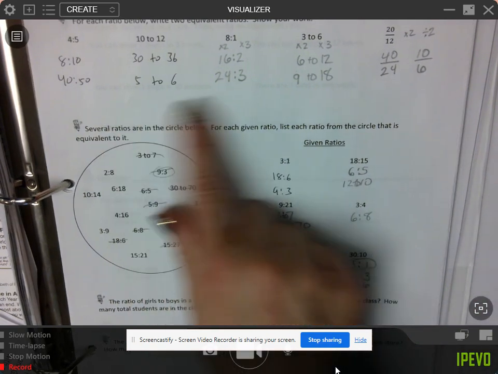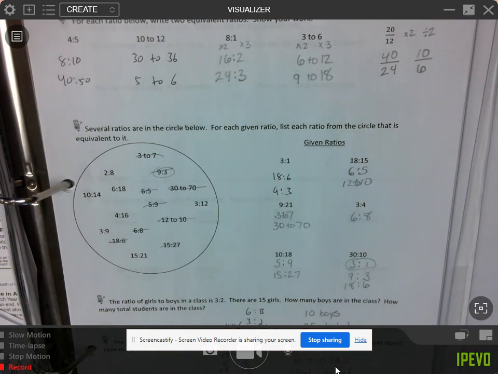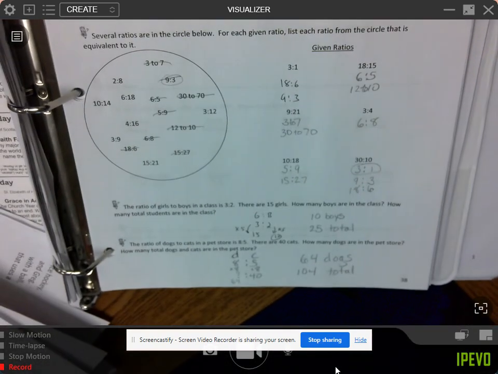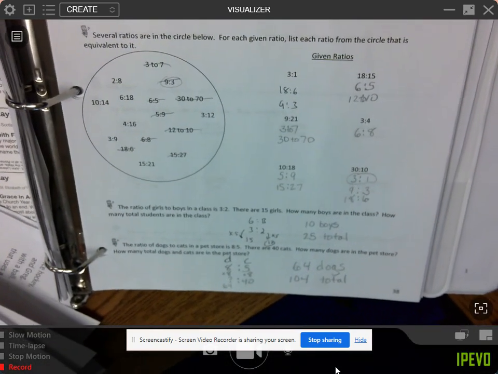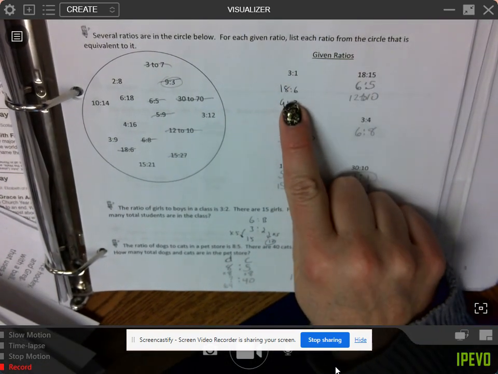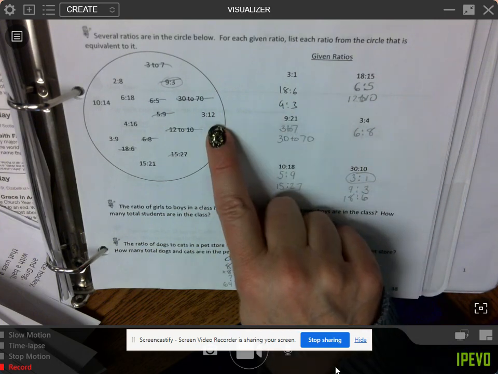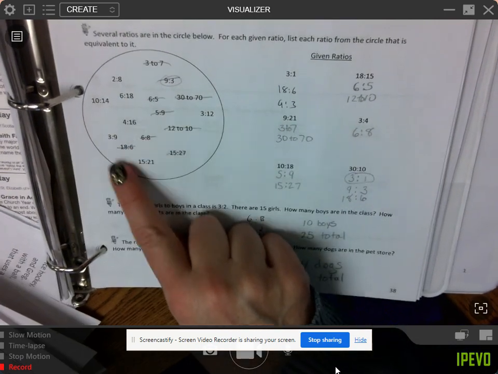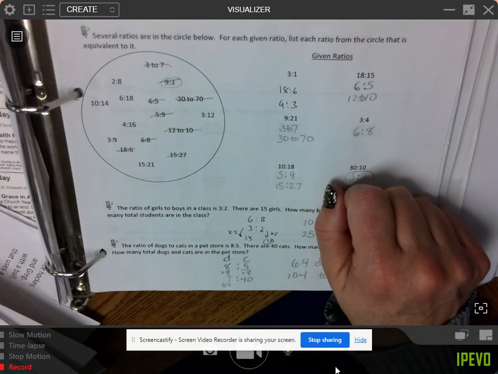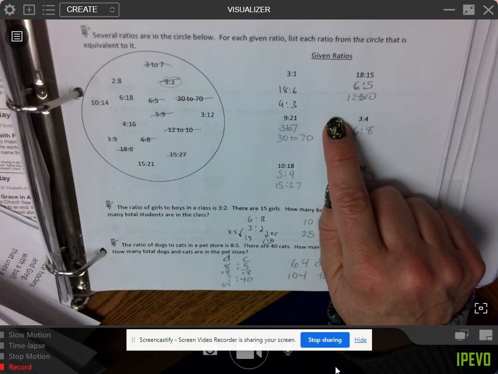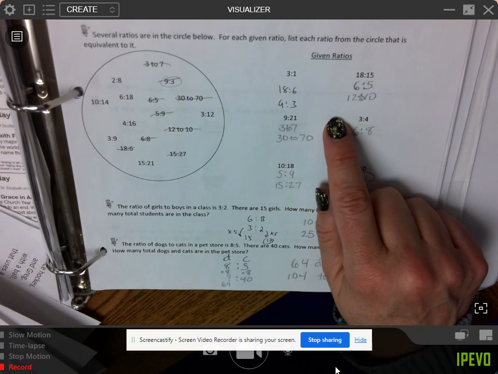Any questions? All right, our circle. We did the 3 to 1 together. 3 to 1 is equivalent to 18 to 6, which is equivalent to 9 to 3. We did discover that some of the ratios in the circle do not match up with some of the given ratios. So we did not have to use them all.